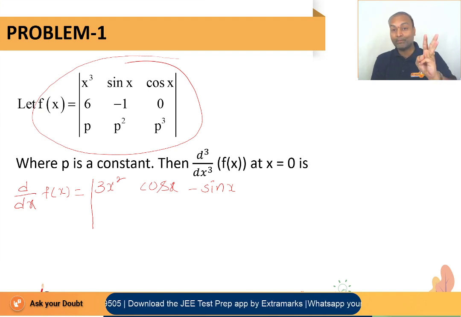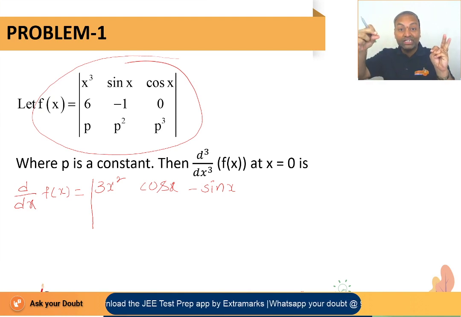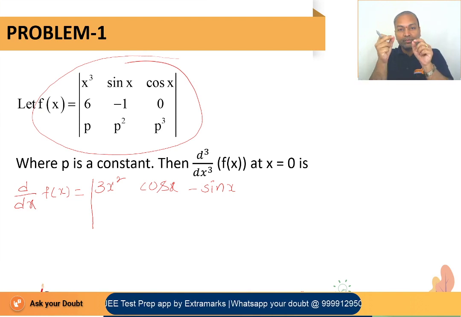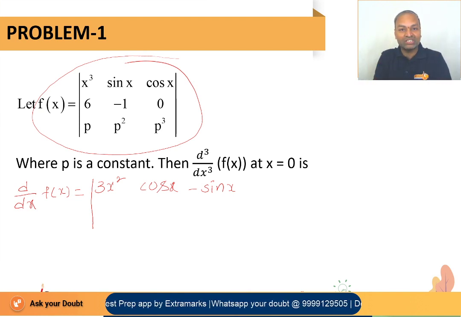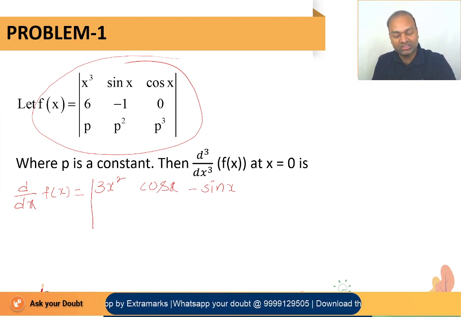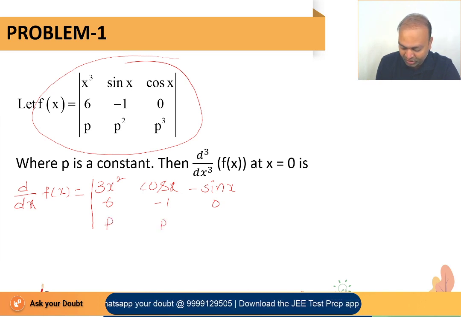So in total, for a 3 by 3 determinant, that is why 3 parts exist. In the first part you write down the first row differentiation values. And what about the remaining 2 rows? The remaining 2 rows write down as it is. Okay, right. The second row and third row I am writing as it is: 6, minus 1, 0. Third row p, p square, p cube. Finish the first part, plus the second part.